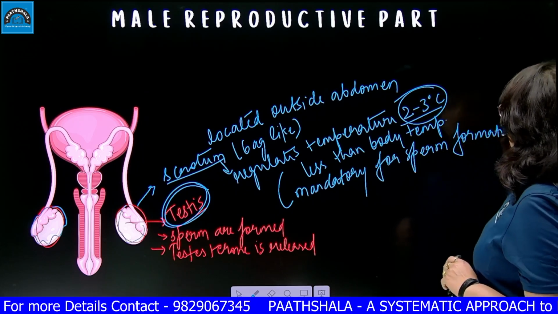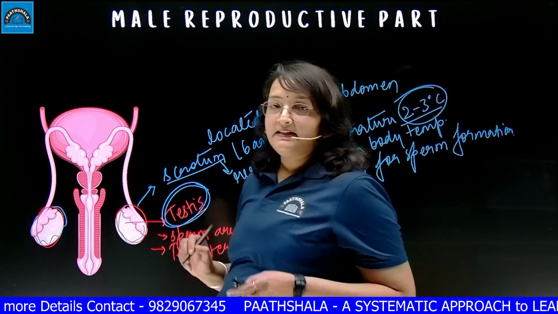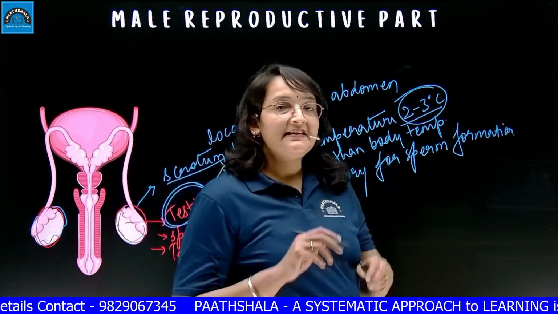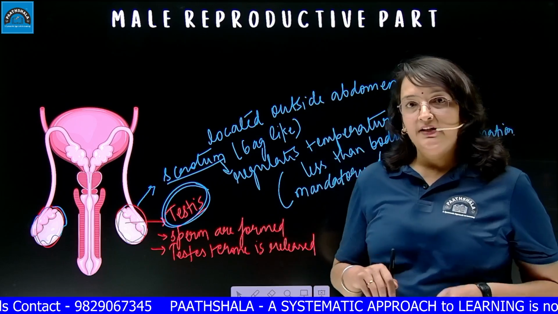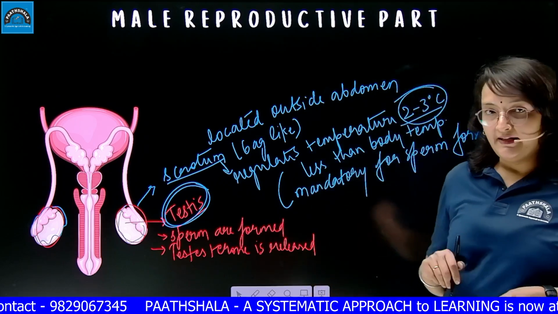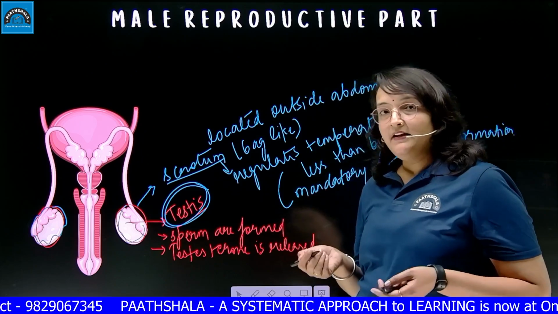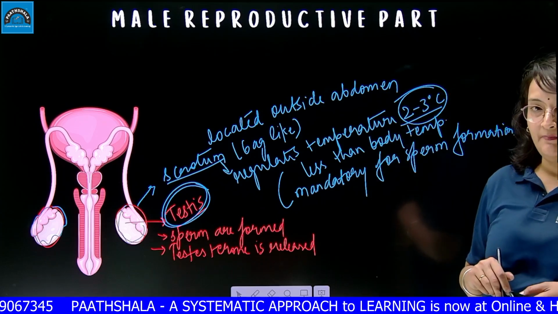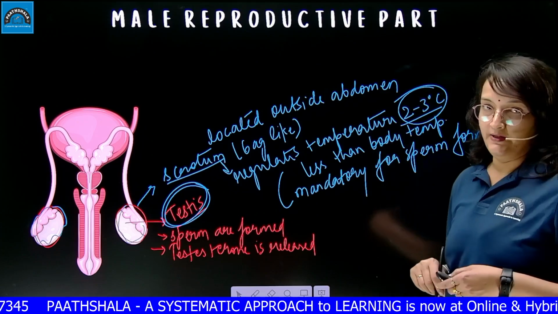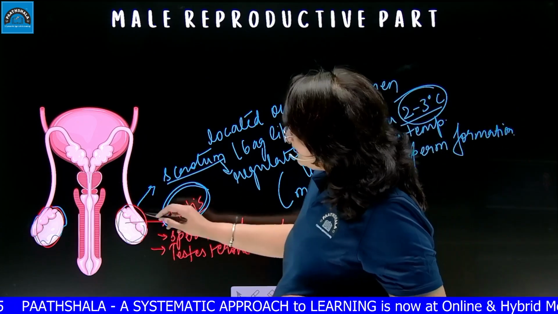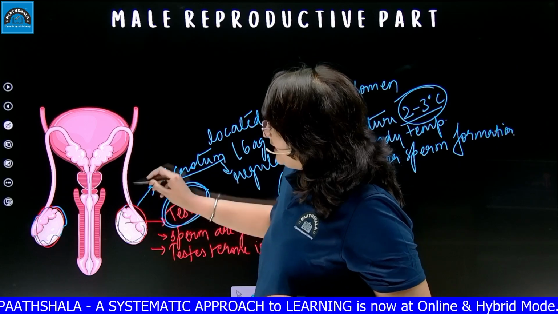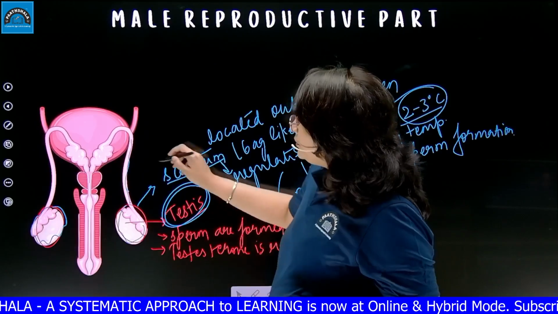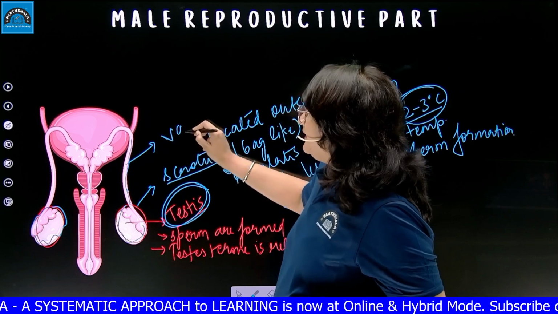So first of all, we have to understand that the testis is the primary reproductive organ in the male reproductive system. Testes are located in a bag-like structure. This bag-like structure is located outside the abdomen, so the temperature can be regulated 2 to 3 degrees less than the body temperature for sperm formation. Now you can see from this scrotum, the tubes are coming out. These tubes are called vasa deferens.